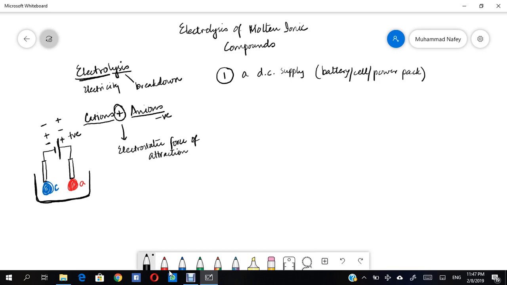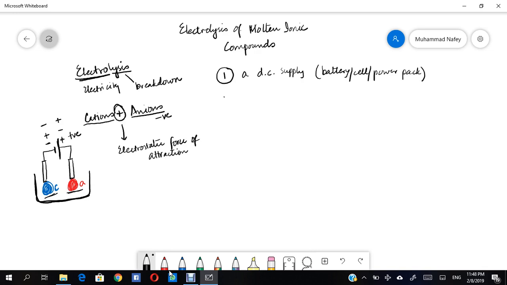What is the main limitation? The main limitation is that we won't be able to achieve this directionality that gets all the cations on one side and all the anions on the other side. Therefore, an AC supply cannot be used.